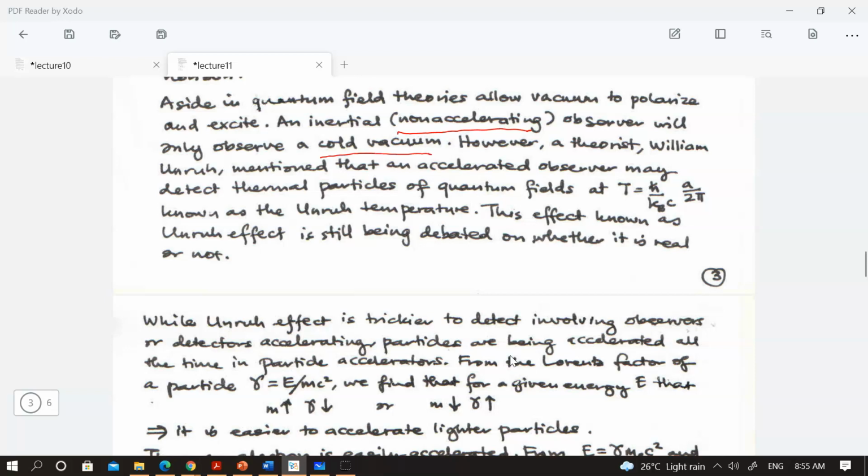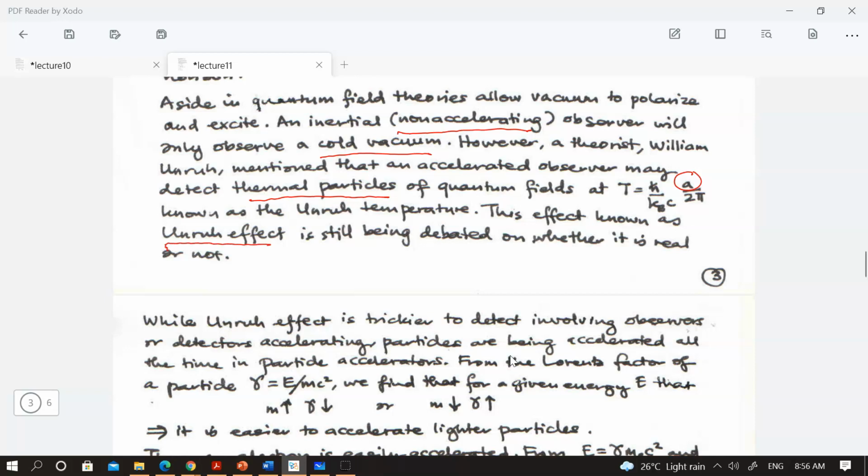Now, for an accelerated observer, what's going to happen to the observer itself, which is accelerating? It feels some energy, because to him he's at rest, but the rest of the universe is accelerating towards him. So he feels that energy, and that energy is interpreted as thermal radiation. This thermal radiation has a temperature which depends on the acceleration of the observer itself. This is what we call the Unruh effect.